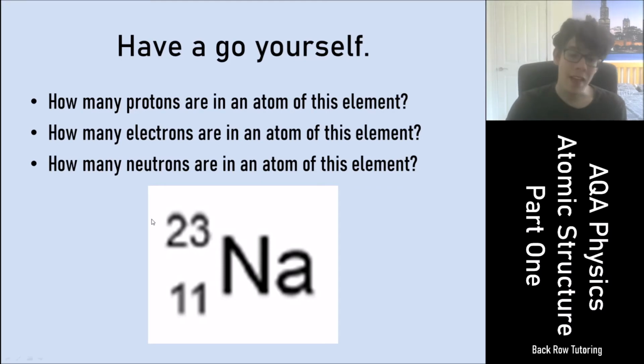How many neutrons are in this atom of this element? Well, we know that the mass number is 23. So the mass number subtract the atomic number will equal the amount of neutrons. So 23 take away 11, well, that's 12. So there are 12 neutrons in this element, sodium.